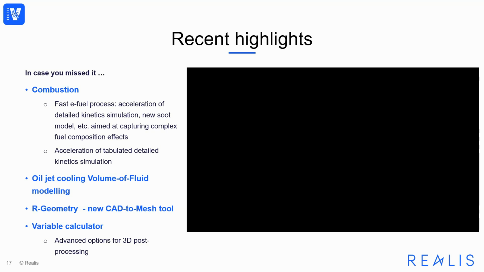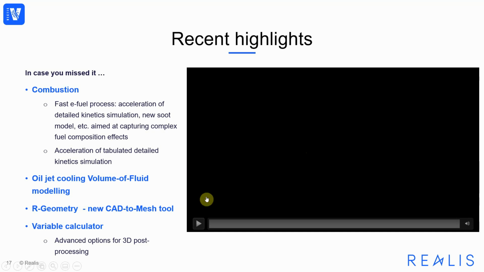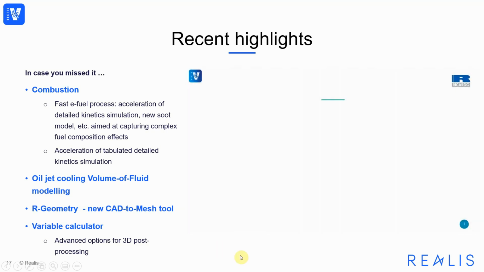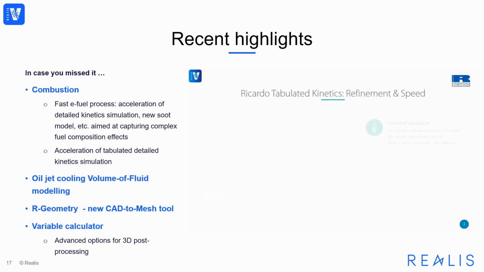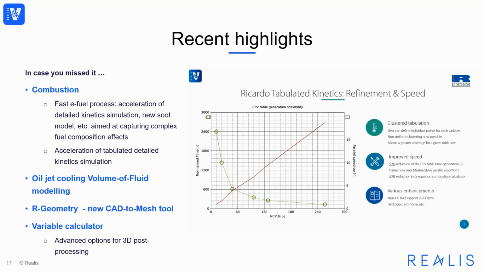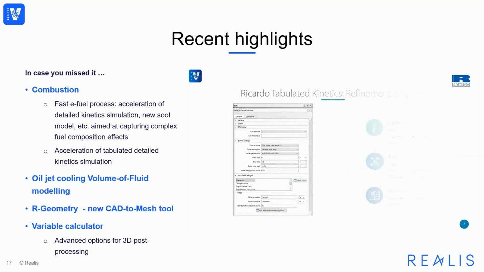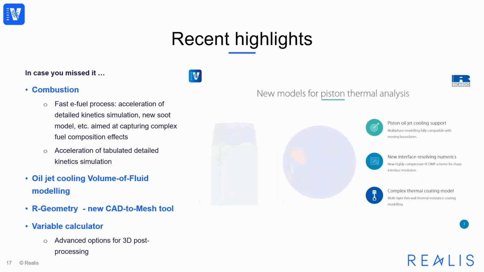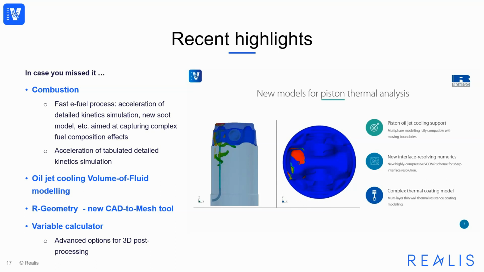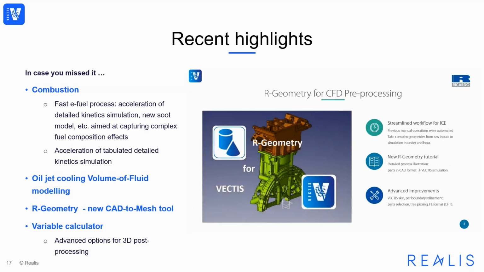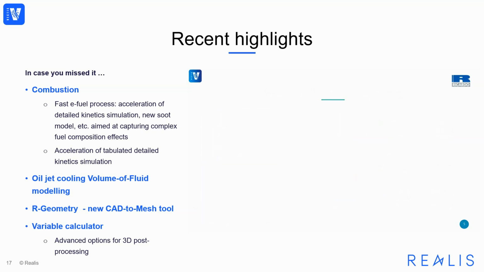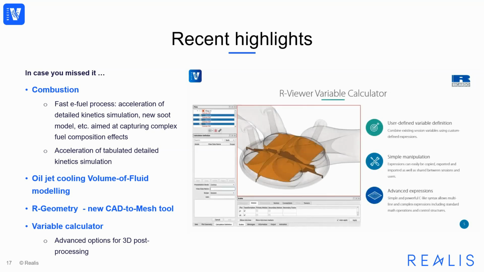And this brings me to the end of the talk, which highlights the most important features of previous releases in case you missed them. In the past few releases, we have brought a new combustion workflow aimed at robustly and accurately predicting the effects of fuel composition on the emissions of an engine by a coupling between our tabulated and on-the-fly detailed kinetic frameworks. This introduced new advances such as a new soot model, various significant speed improvements for the tabulated and on-the-fly detailed kinetics calculations, amongst others.